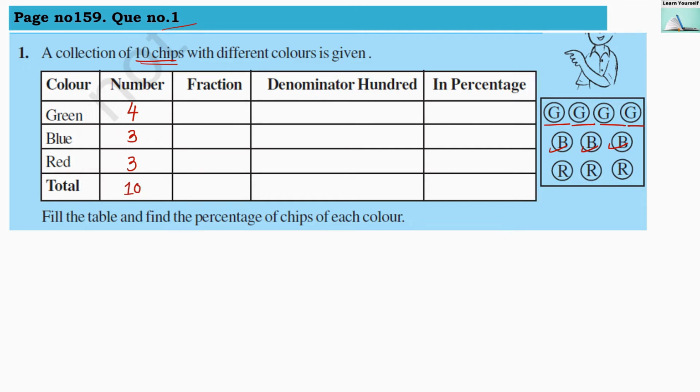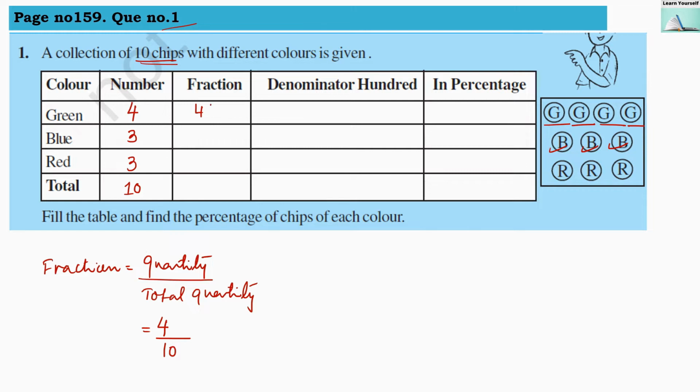Now how to represent this as a fraction? When we write a fraction, it is the desired quantity that we require, divided by the total quantity. Here our desired quantity is 4 because we are writing the fraction for green color chips, so 4 divided by the total quantity 10. So for green color chips, the fraction is 4 by 10. For blue, similarly 3 by 10. Red is also 3 by 10.